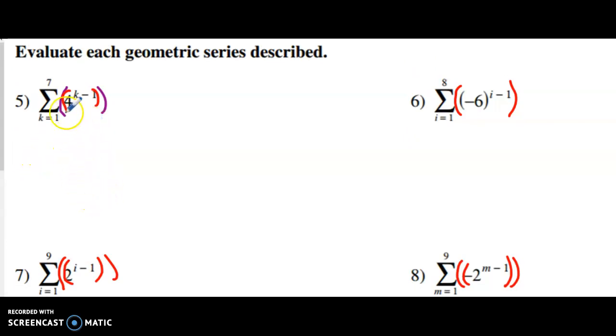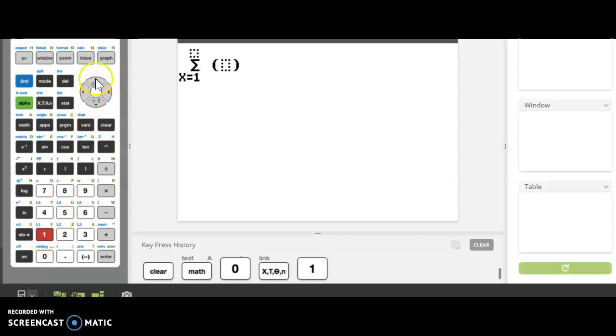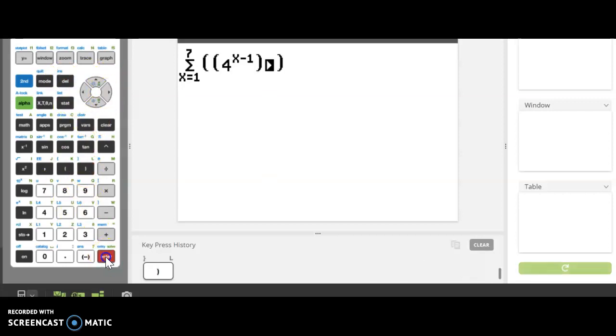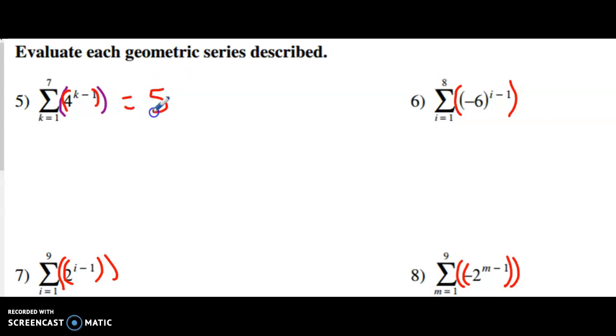So the first one is from 1 to 7 and 4 raised to the x minus 1 power. All right, so math 0, x from 1 to 7. And I'm going to add my parentheses, 4 raised to the x minus 1 power. Oops, let me go down and add that one. So that gives me 5,461. Real easy. Okay, let's try the next one.